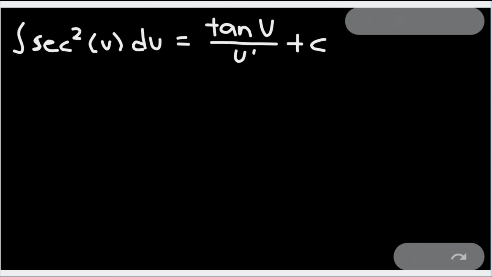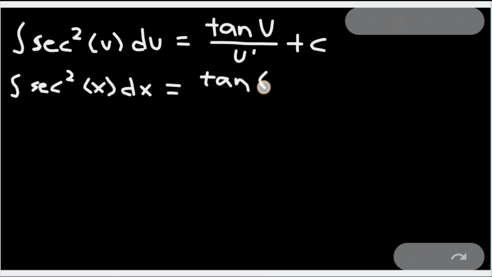So let's try it. Let's say we have the integral of secant squared x dx. So our u here is x. Therefore, we have tan x. And the derivative of x is 1. So over 1 plus c. So this is our answer.